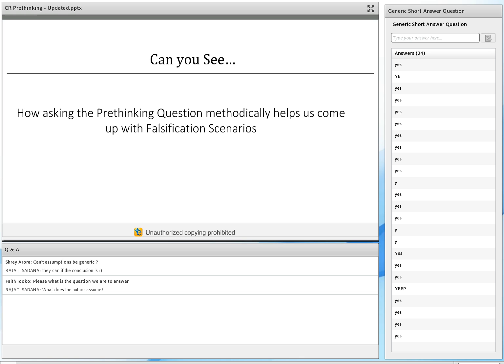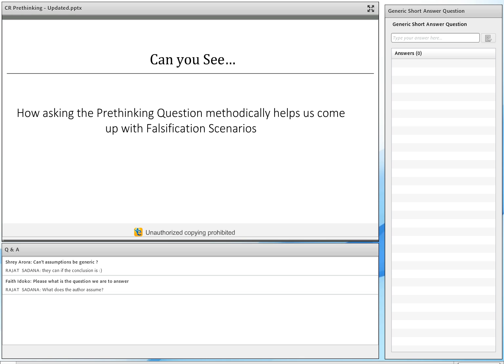Can you really see, once you ask these pre-thinking questions and once you figure out that falsification scenario, how assumptions jump out at you? And if you frame your pre-thinking question correctly, you would see assumptions start to become very important. And which is what I want you to learn.